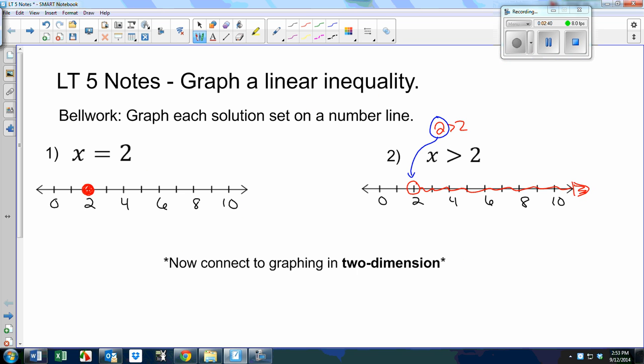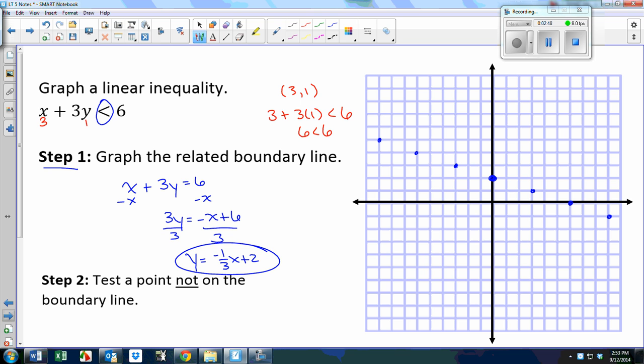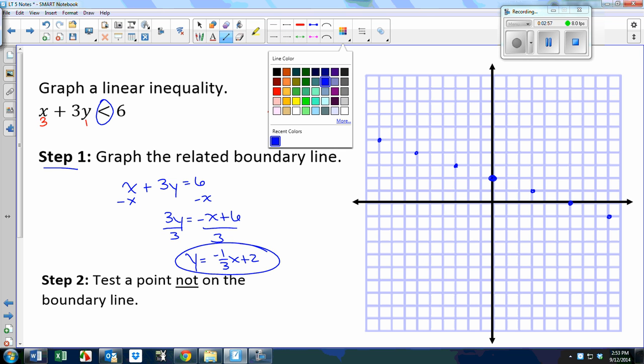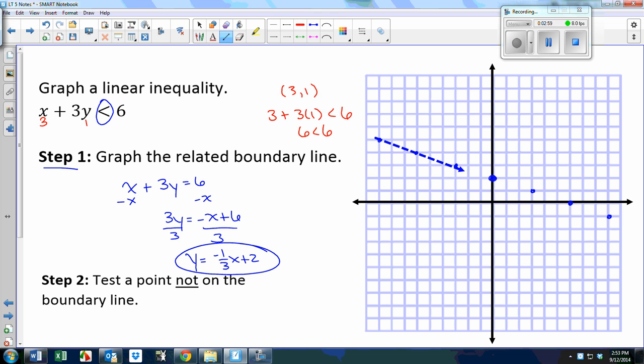So what did we do in one dimension? We used an open circle when 2 is greater than 2, when that 2 does not work. So in 2 dimensions, we can't put a bunch of open circles, so what we do is we put a dotted line just to say that every point on the line does not work. So I'll grab the dotted line feature and do the best I can to connect those with a dotted line and then draw the arrow going the other direction as well. All right, so that's step 1, putting the dotted line to say those points on the line don't work.